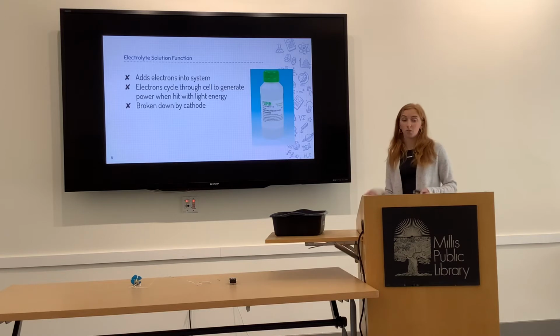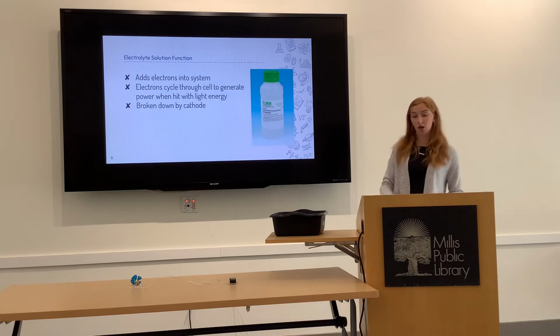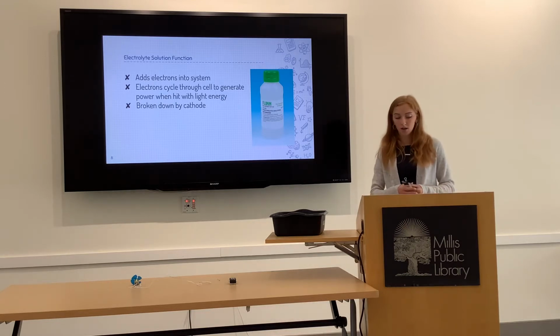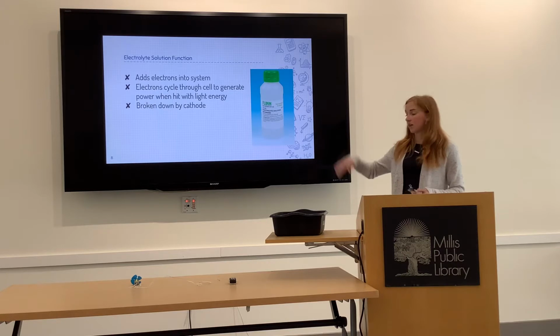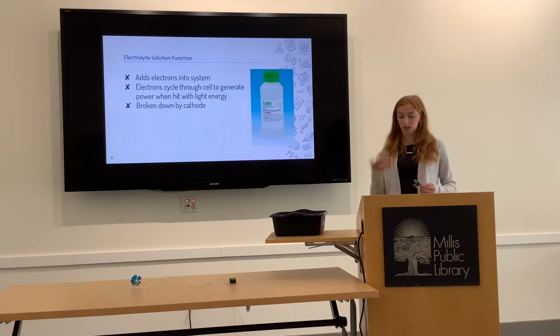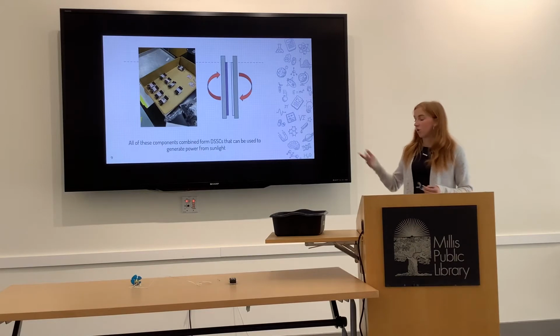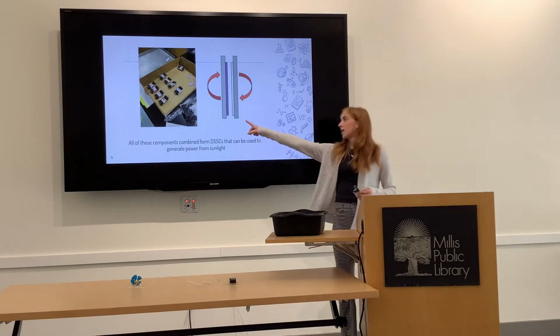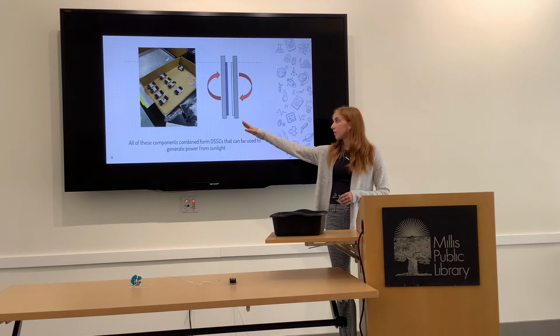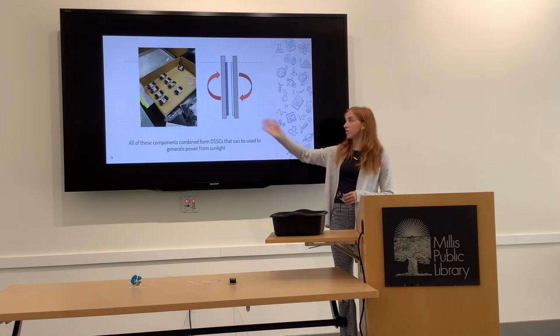This is probably the most important component of the cell. It adds electrons into the solar cell, which flow throughout the cell to generate power when hit with that light energy, and then it's broken down by the cathode and flows through the cell in a cycle. So here's a diagram of what the solar cell looks like. This purple side is the titanium dioxide and the blackberry juice. This white side is the cathode, the pencil graphite.